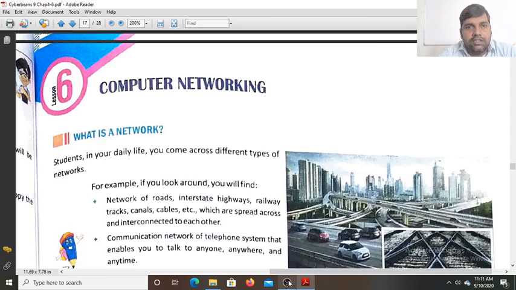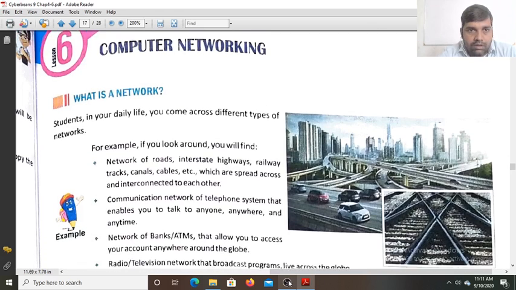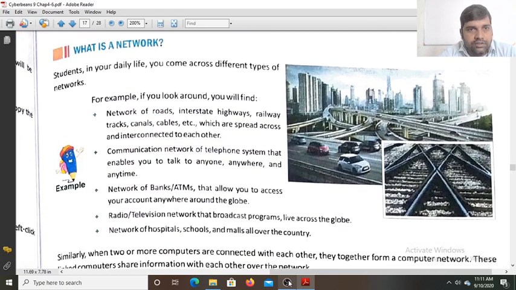In this lesson we learn how different computers are connected to each other over a network. See, what is a network? So students, in your daily life you come across different types of networks. Like you have seen the network of roads, the network of highways, that is, the interstate highways, where one state is connected to another state with the help of the national highways.